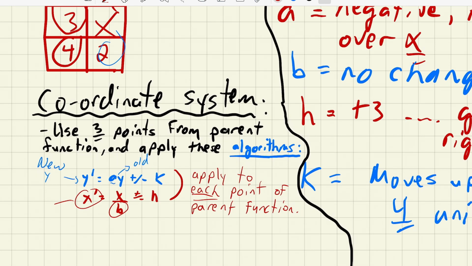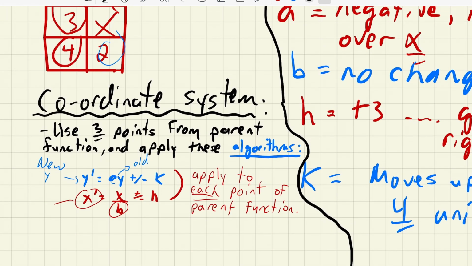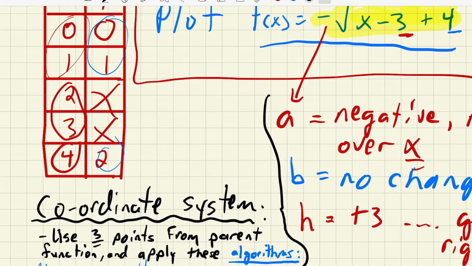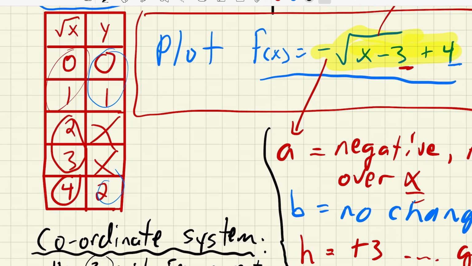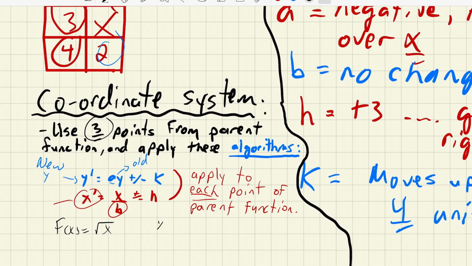So when we go up to our original data set, we can see that when it comes to the parent function, f at x is equal to root x. So I write that down here, f at x is equal to root x. We see that the useful points, so the 3 points that we're going to use here, are going to be 0, 1, and 4. So we're going to go x, 0, 1, and 4, and then the y values 0, 1, and then 2. And we're going to apply these formulas to each of these points, starting with the x.